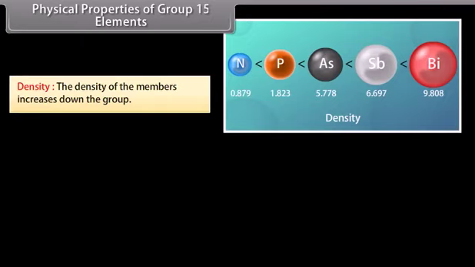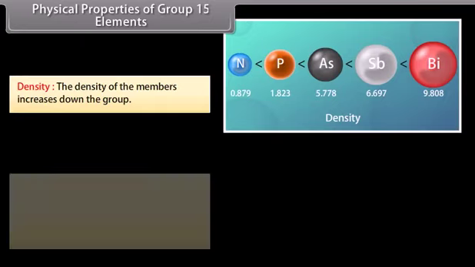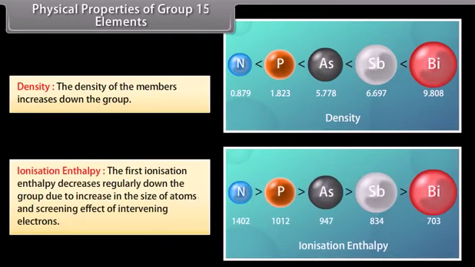Density: the density of the members increases down the group. Ionization enthalpy: the first ionization enthalpy decreases regularly down the group due to the increase in the size of atoms and the screening effect of intervening electrons.